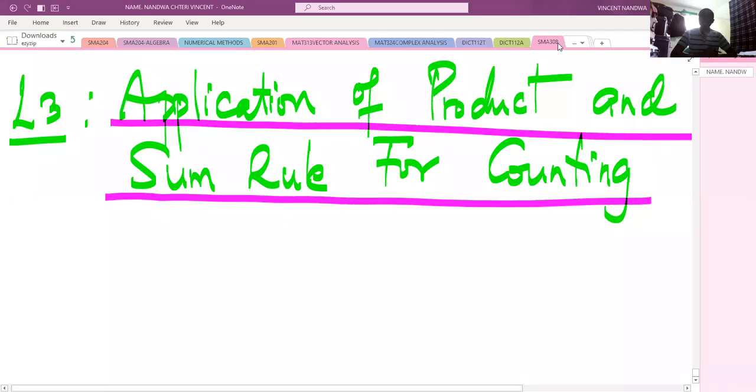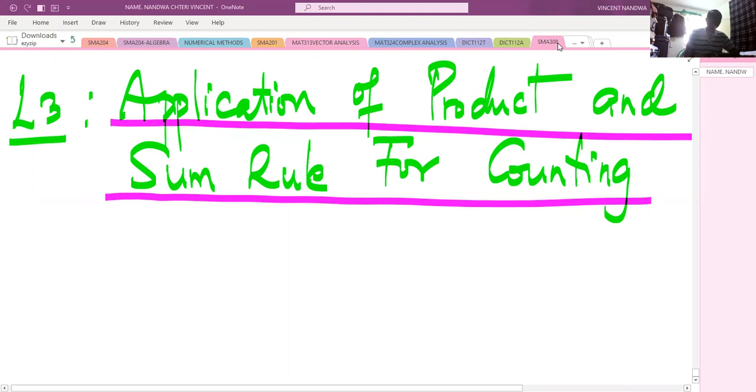So welcome to this class. As promised in the previous class, we said that we are going to solve a problem involving both the product rule and the sum rule. So let's take the problem and discuss the solution.